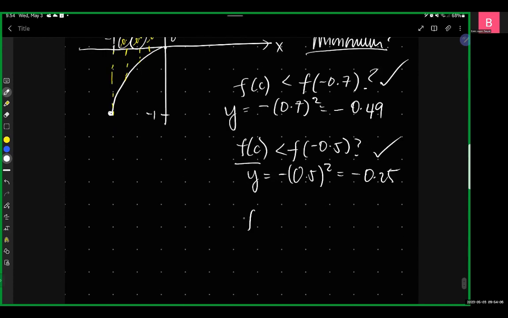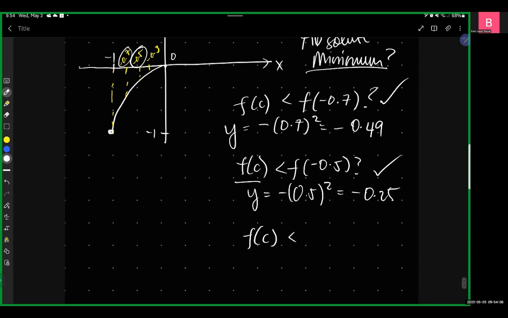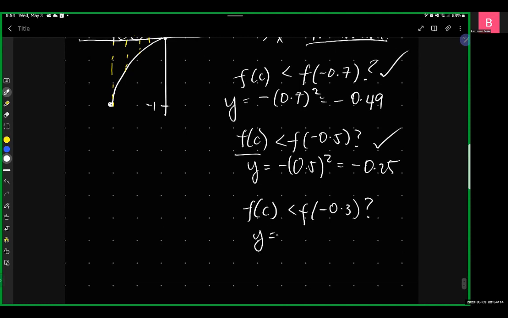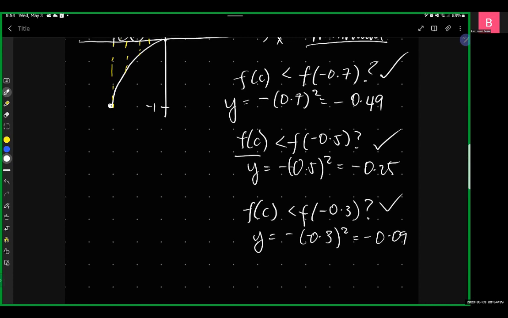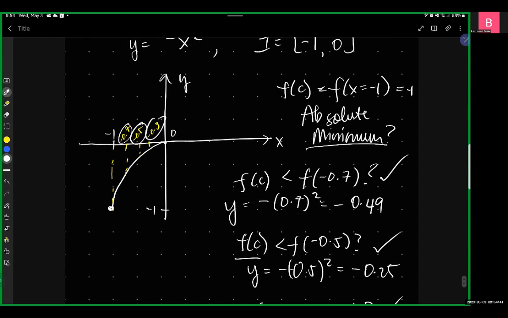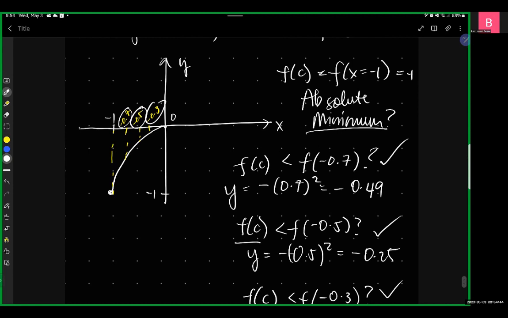And then lastly, f of c must be less than f of negative 0.3. Is it lower? So what is y equals negative 0.3 squared? Just negative what? Negative 0.09. And the question again is, is f of c less than f of negative 0.3? Is it lower? Okay, so true.